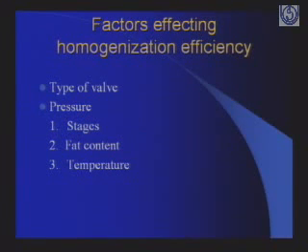Then factors affecting homogenization efficiency: type of valve. If a grooved valve is used, the efficiency will be better. High pressure gives better efficiency. Two stage gives better efficiency than one stage. If fat content is high, efficiency is decreased. And if temperature is high, between 60 to 70 degrees centigrade, the efficiency will be better. And if the milk has a high fat percentage, the temperature can even be increased beyond 70 degrees centigrade.